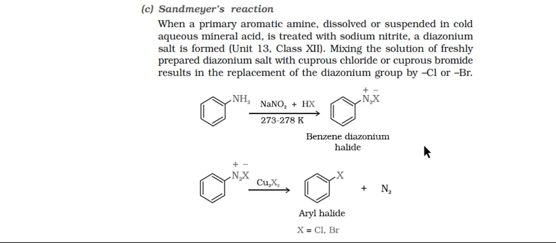So now we start with the next method of preparation of aryl halides, the Sandmeyer reaction. As we know, if one of the hydrogens of a benzene gets replaced by an NH2 group, then it is known as aniline.